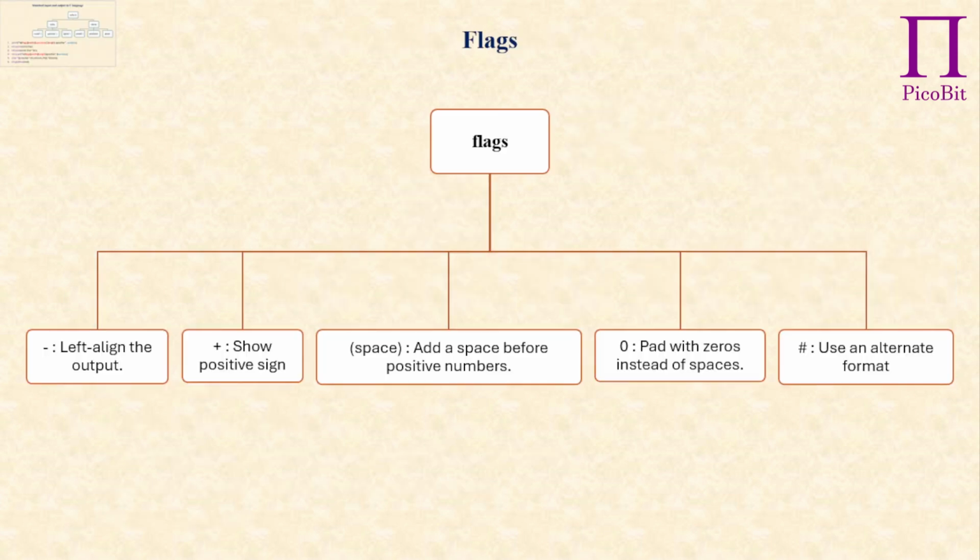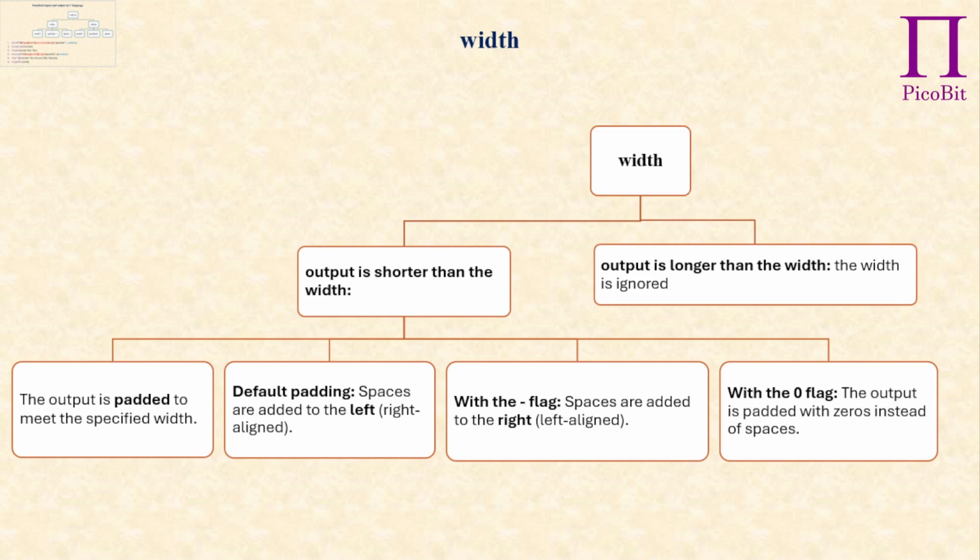Flags is optional, modifies the alignment, padding, or format of the output. Common flags are: minus, left align the output; plus, show the sign for positive numbers; space, add a space before positive numbers; 0, pad with 0 instead of spaces; hash, use an alternate format for some specifiers, for example add 0x for hexadecimal. Width is optional, specifies the minimal width of the output field.